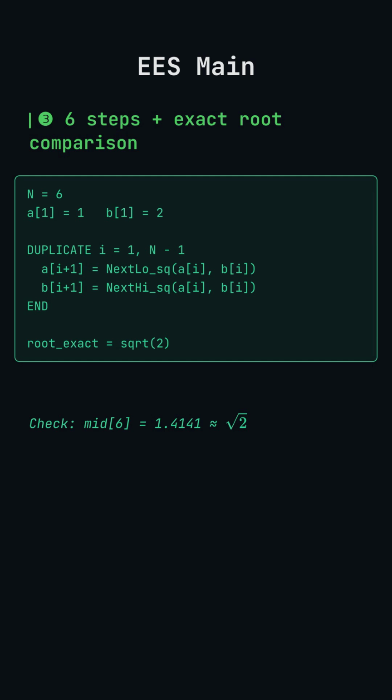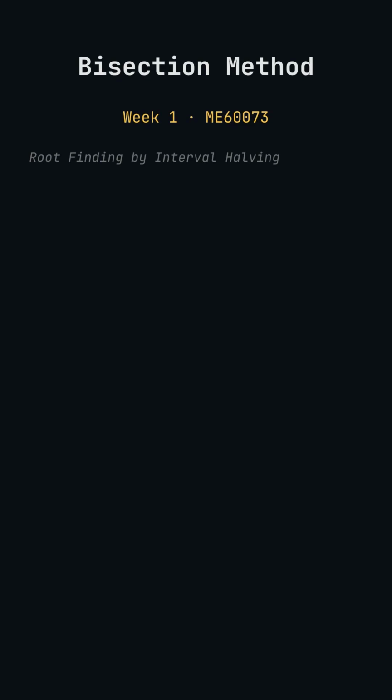After pressing F2, inspect mid of 6 in the solution window. It should read 1.4141, confirming the method converged correctly. The bisection method. Week 1.